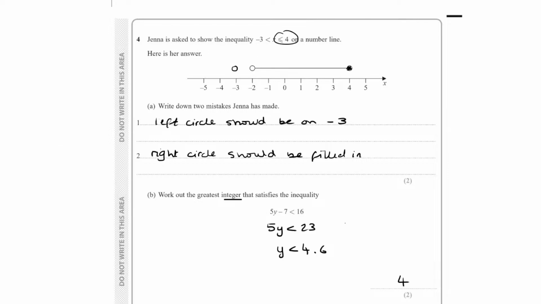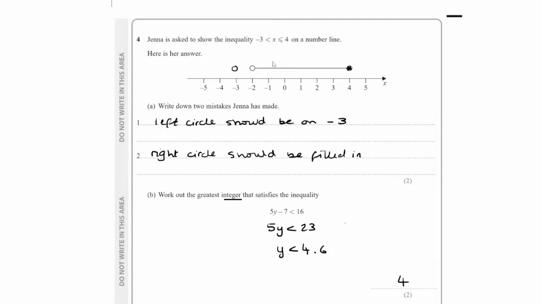She's drawn this inequality. Let me rub this out. So we need to show the inequality x is between -3 and 4. It could also be equal to 4. It can't be equal to -3. When you're drawing an inequality on a number line, you always draw the circles on the numbers. Therefore it should be on -3 and it should be on 4. The way that we then show whether it's less than or equal to, whether it's got this equal sign, is whether you leave it empty or you colour it in.